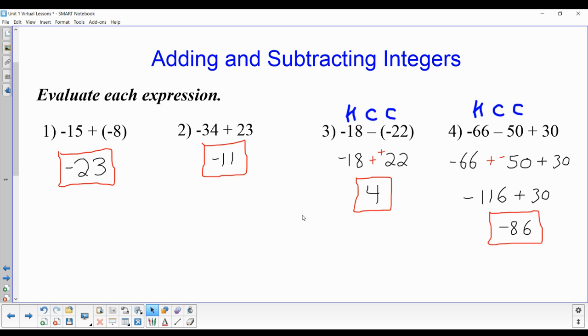So the big thing to remember when you're adding and subtracting integers is you always want an addition sign. If you have an addition sign, like problem number 1 and problem number 2, you just do the problem using the addition rules. But if you have a minus sign, then you have to do keep, change, change, which stands for keep the number before the minus sign, change the minus sign to a plus sign, and change the sign of the number that's after the minus sign.